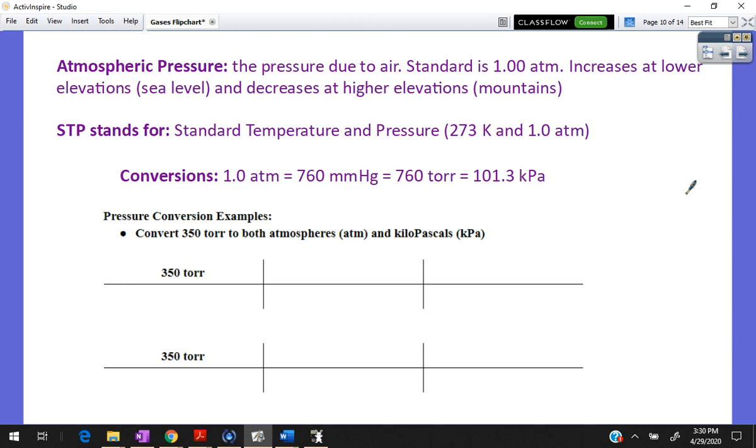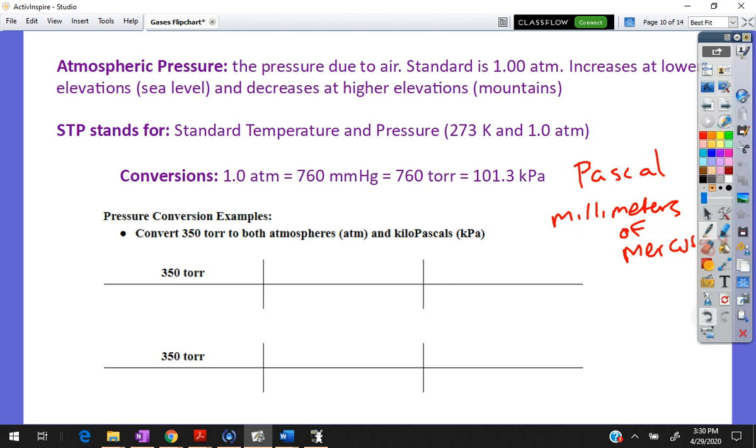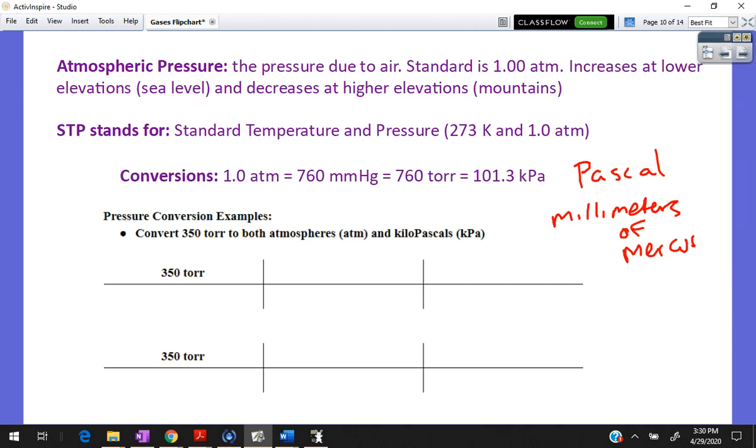And then the last one, kPa, kilopascal. All right. So we have kilopascal and then millimeters of mercury. And that's, ooh, I can't spell mercury. Oops. Millimeters of mercury, which is mmHg.